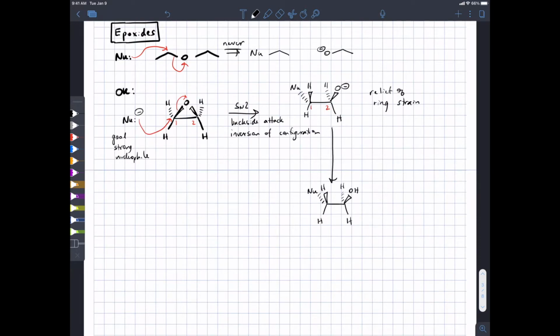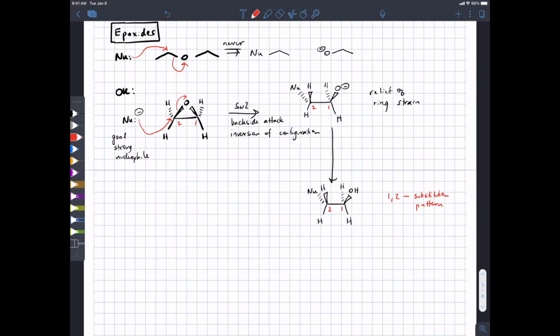And so the product of opening up an epoxide is going to be an alcohol on carbon 1 with a nucleophile attached to carbon 2. So you're going to have this sort of 1-2 substitution pattern. All right, questions so far about epoxides?